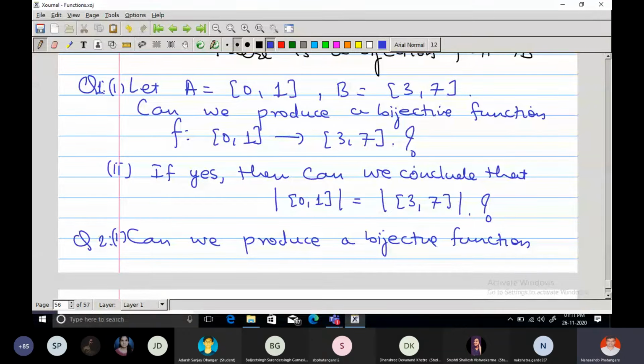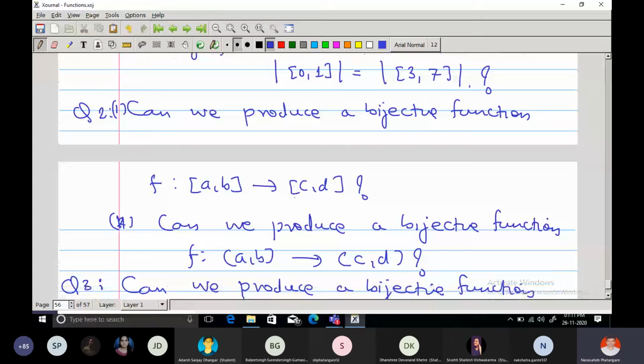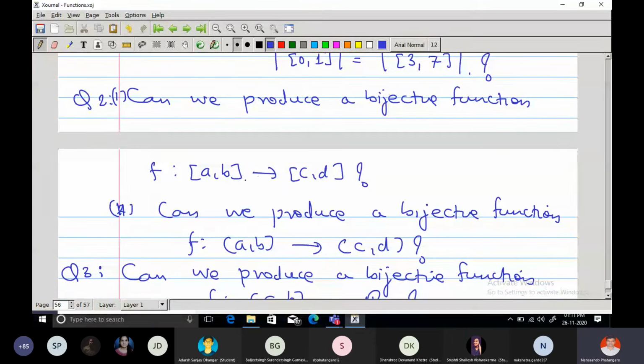The first question is clear. We are given two intervals. Can you produce a bijective function? Now, the second question is, you are given any two arbitrary intervals (a, b) and (c, d). Can you produce a bijective function from this interval to this interval? Open intervals, only endpoints are excluded. And the third question is, any interval to the real numbers, the whole real line. Can you produce a bijective function?